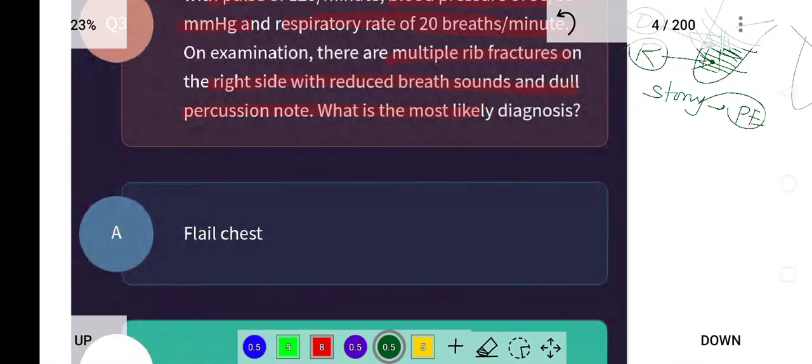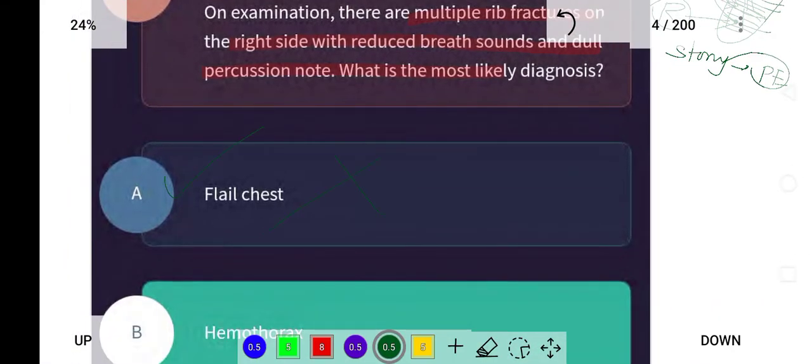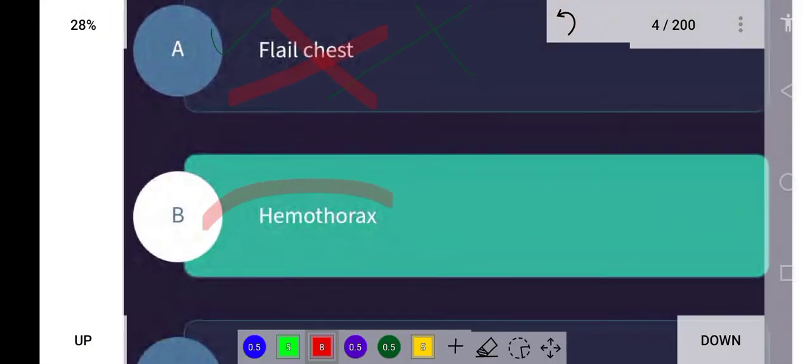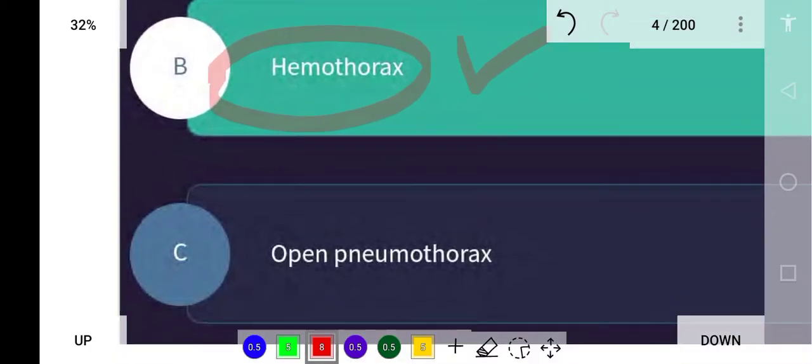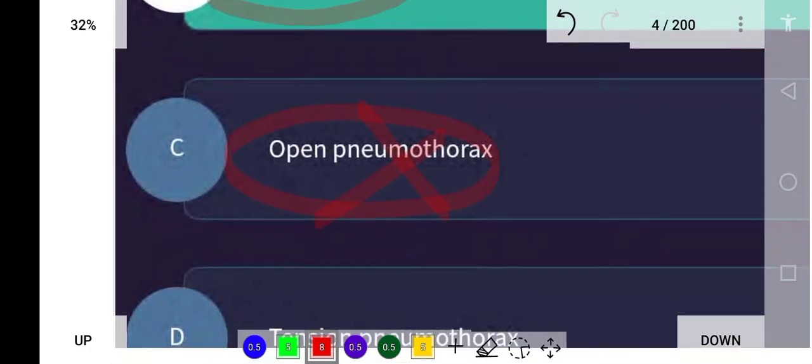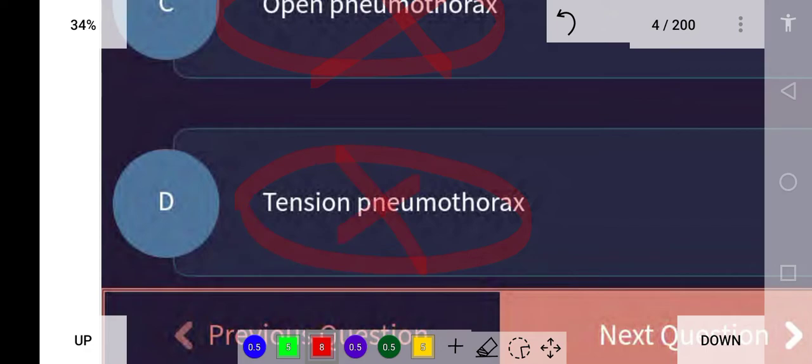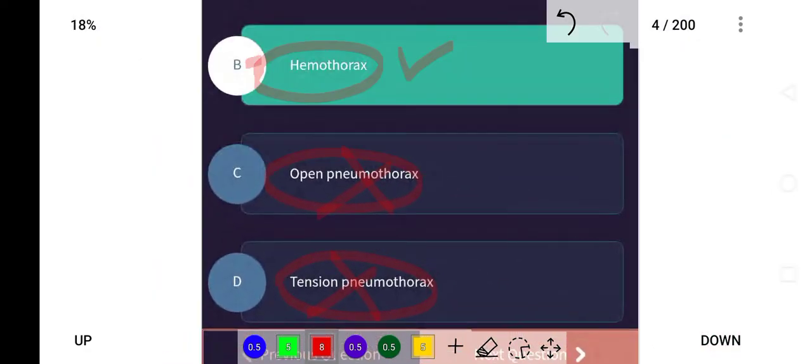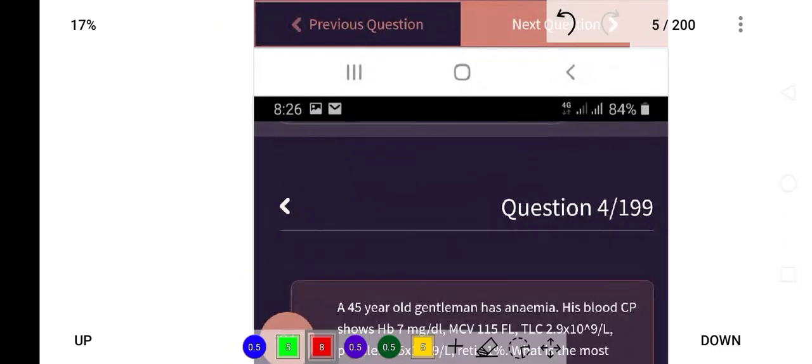So what will be the answer? Flail chest? No, flail chest cannot be there. Hemothorax is there because of road traffic accident. Open pneumothorax is not there, and tension pneumothorax cannot be there. So the answer will be hemothorax, meaning accumulation of blood in pleural cavity, which results in decreased expansion of lungs.